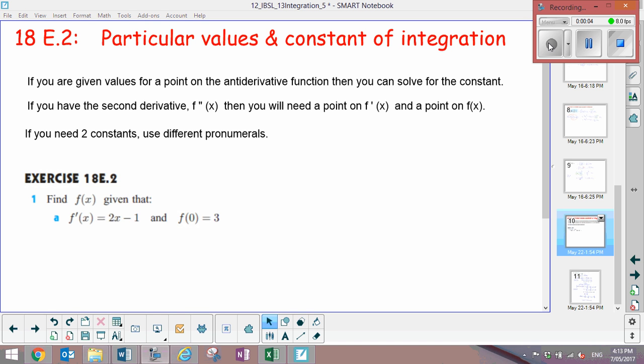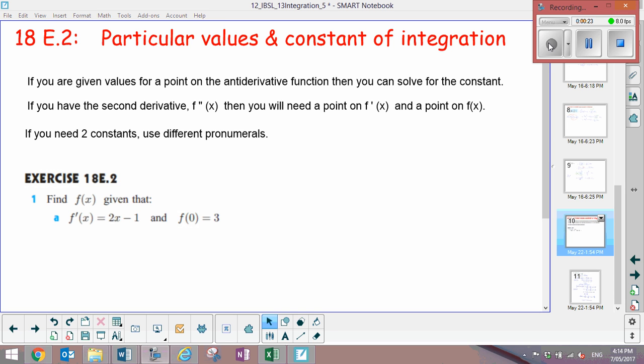Hello IB. Here in 18E.2, what we're doing is finding a method where we can actually get the value for the C, or the constant of integration. If you've given values for a point on the antiderivative function, then you can solve for that constant.